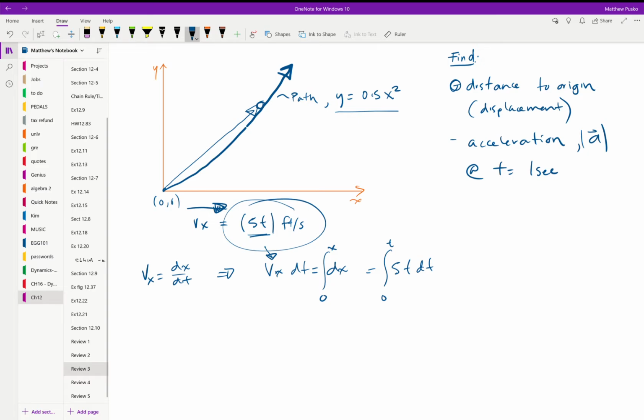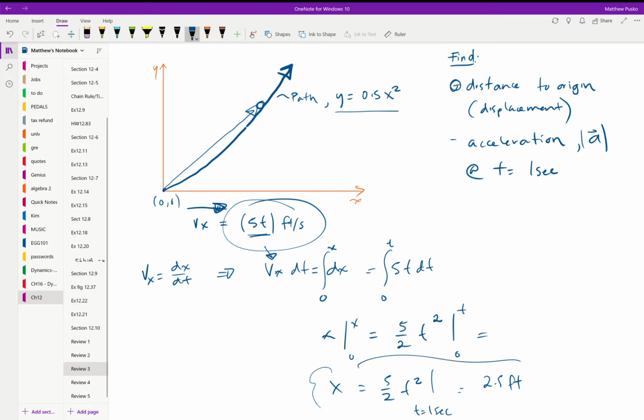Okay, now integrating will give me x, which needs to be evaluated from x to 0, and 5/2 t squared. That'll need to be evaluated from t to 0, giving us x is equal to 5/2 t squared. Now we can plug in 1 second, and find out that it is 2.5 feet in the x direction.